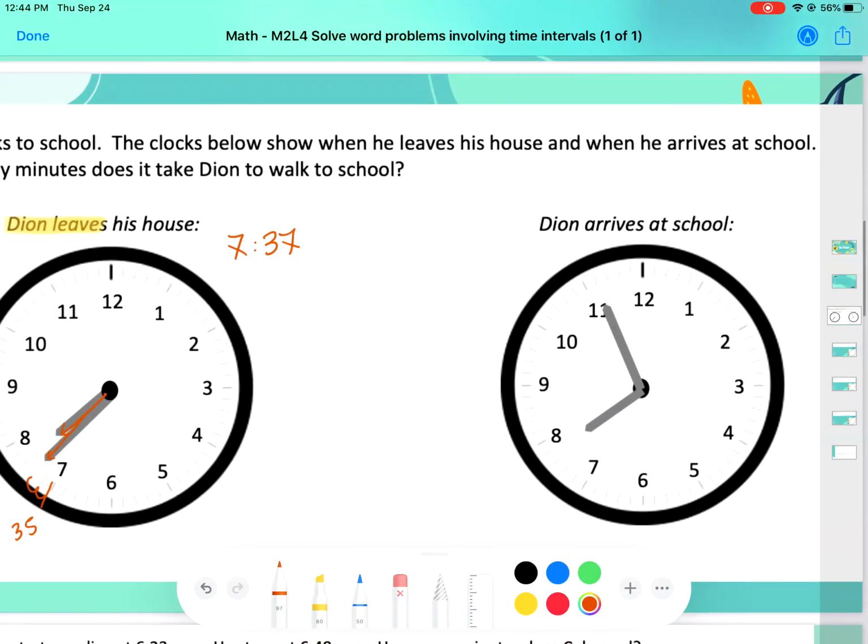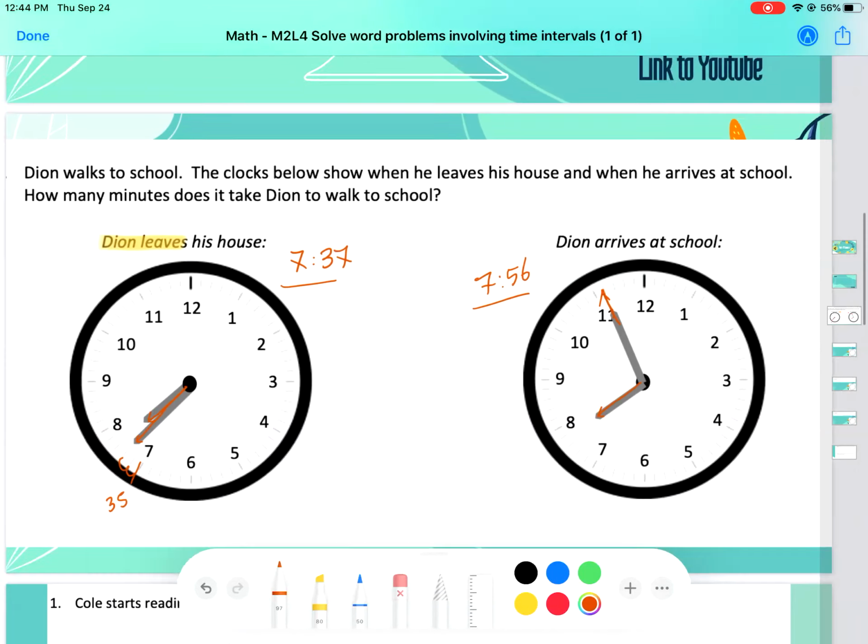Let's look at the clock on the right. Dion arrives at school at, it's still not 8 yet, so it's going to be 7. And it's pointing somewhere over here, which is 56. So now I need to find the difference. And in order to find the difference, there's one way.